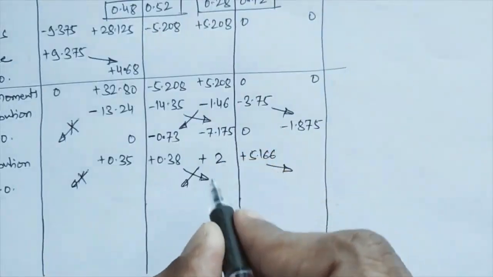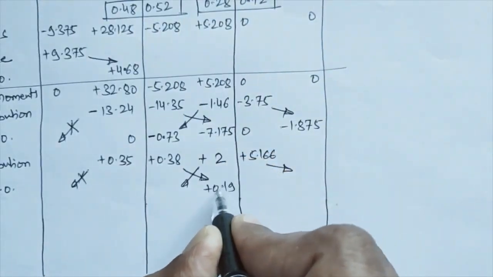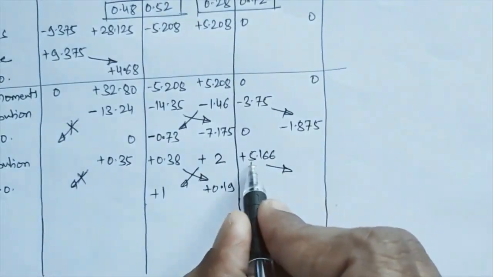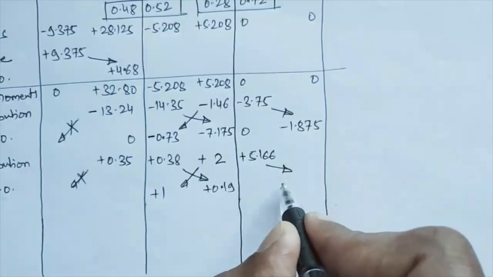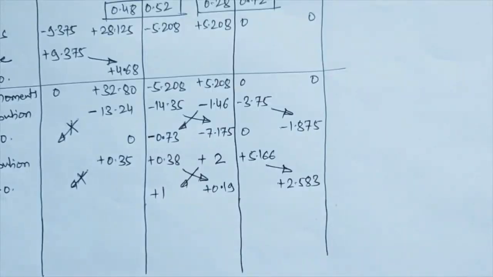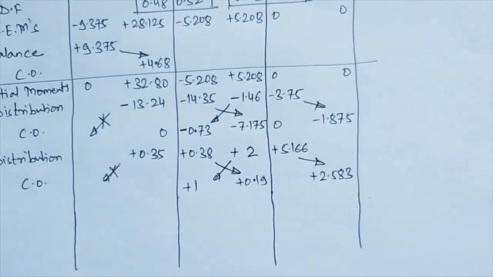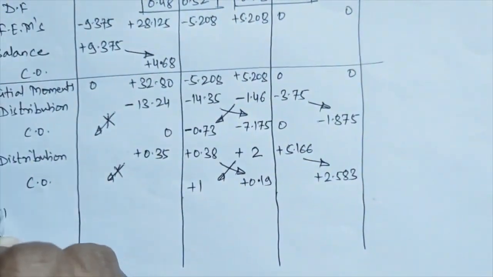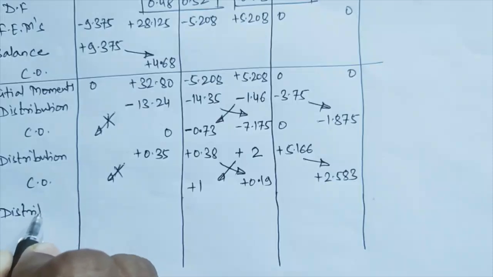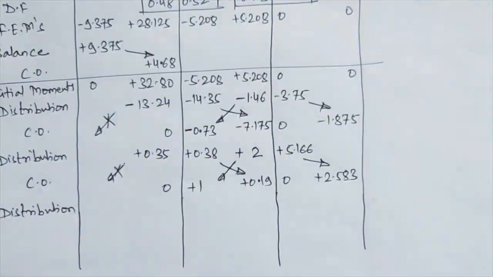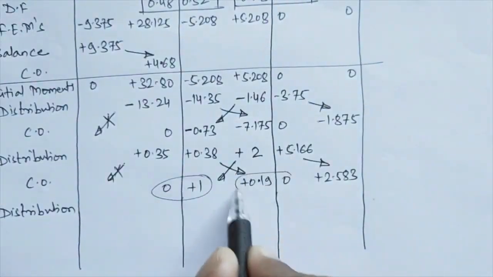So 0.38 divided by 2, I get this as plus 0.19. Half of 2 comes equal to 1, and half of 5.166 comes equal to plus 2.583 over there. Okay, now I am still not getting the answers in 0.0. So again one more cycle I will repeat, that is I will do the distribution of moments again. Here again I am having 0, here also I am having 0. So these two moments you have to distribute now.